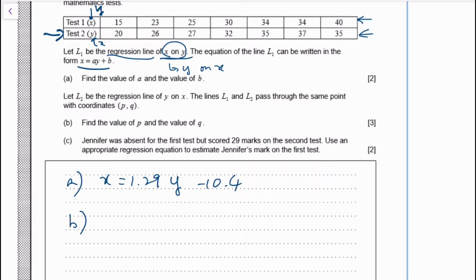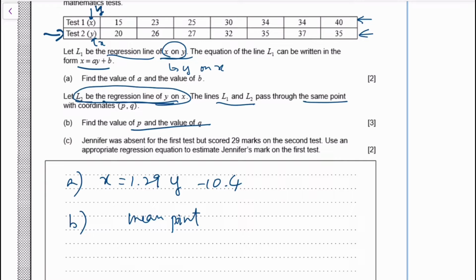B, now they want the regression line of y on x, so that's the usual way. The key is both lines pass through the same point, find it. So technically you could just ask the GDC for the regression line of this. So we put x and y in the normal way, and then you should solve them simultaneously for their intersection. But there is an easier way. The easier way is to know that regression line always passes through the mean point.